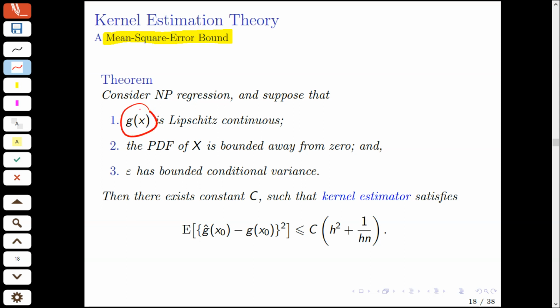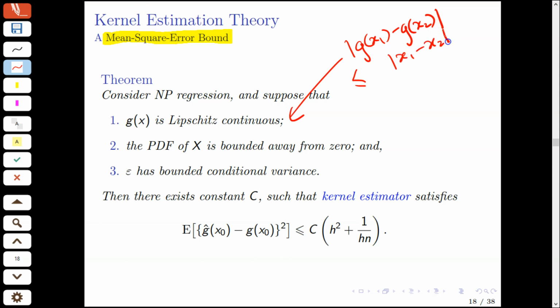Suppose that g, our conditional mean function, is not only continuous, but in fact Lipschitz continuous. What this means is that if we take 2 points, x1 and x2, then the difference in function values is at most the difference in inputs up to some constant L, sometimes referred to as the Lipschitz coefficient.